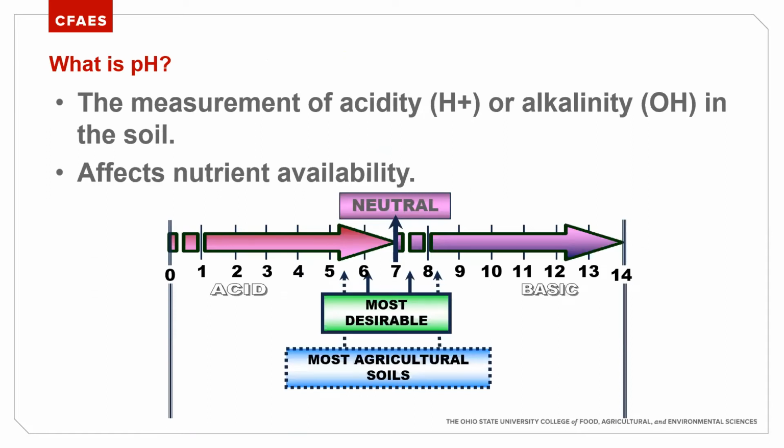Okay, so in a normal pH situation, what are we trying to do here? We're trying to get as neutral as we can. That's 7.0. When we go down to 5, we're down on the acid side. When we're up to 7 or 8, we're on the basic side. Most agricultural soils are going to run between 5.5 and just a little over 8. Next slide, please.